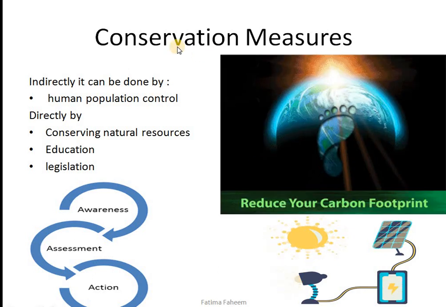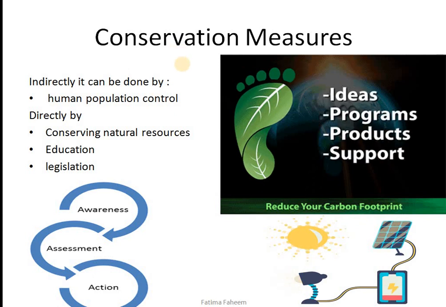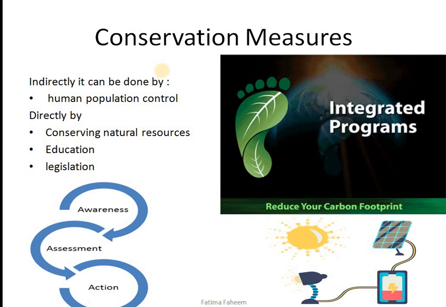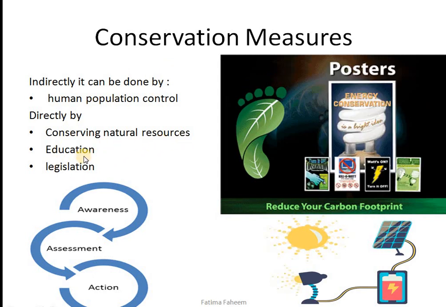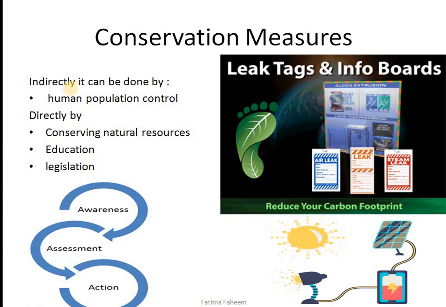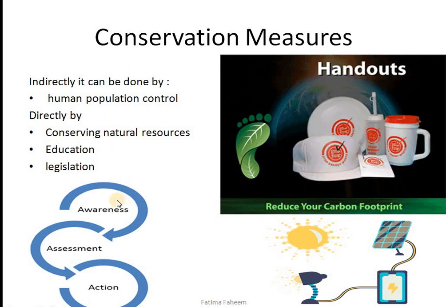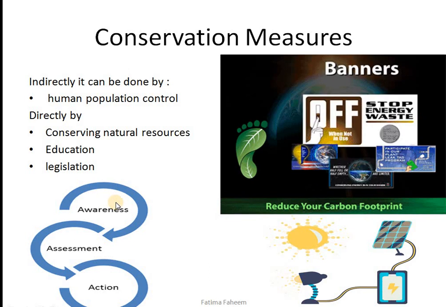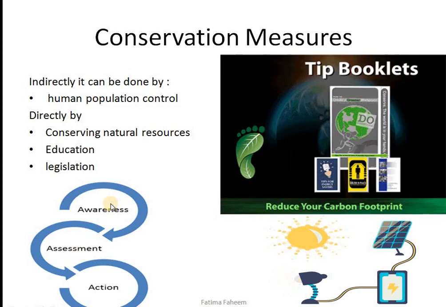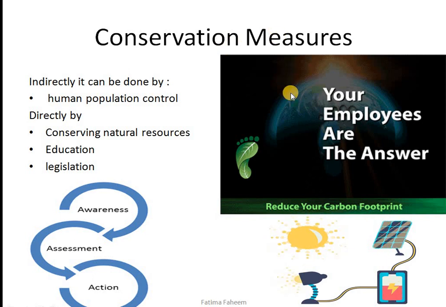Now we will see how we can conserve our environment, our natural resources, our species of plants and animals. It can directly be done by conserving natural resources, by education and awareness, and by making rules and regulations. And indirectly, it can be done by control on the population of humans. We need to make people aware, educate them, then assess what they got from the awareness and education, and then act upon it too. The measures are to be implemented so that conservation can be done.